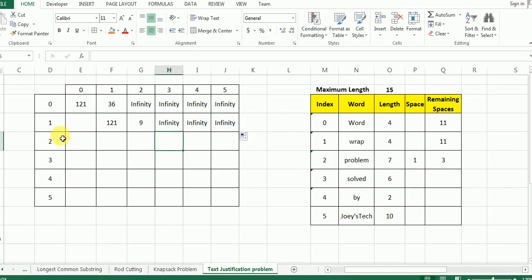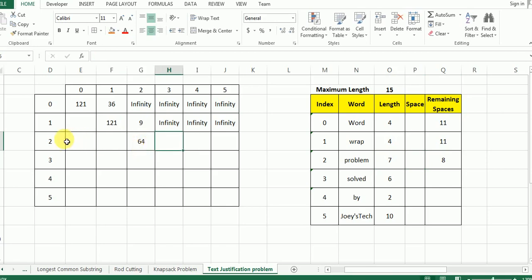Moving on to the next row, we are going to start from here because now we are starting from this word, which is problem, and problem appears after word and wrap. So the values in these two cells cannot be calculated when we are starting from problem. It is obvious. So now here, 2 to 2, the length is 7. Let me delete these values to avoid confusion. 15 minus 7 is 8, and hence I am going to get the value here as 64.